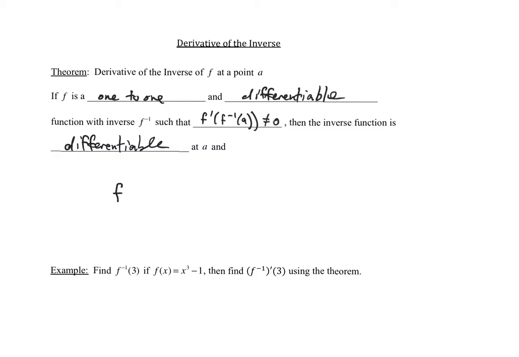So the derivative of f inverse, which we'll be known as f inverse prime, evaluated at A, this is just going to be equal to 1 over, you're going to take the derivative, and then you're going to find f inverse of A. So this is a formula that will allow us to calculate the derivative at a point.